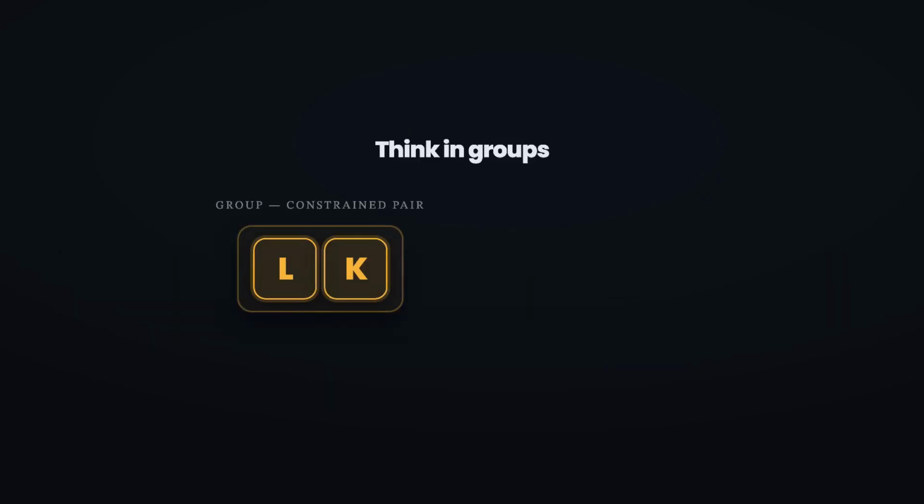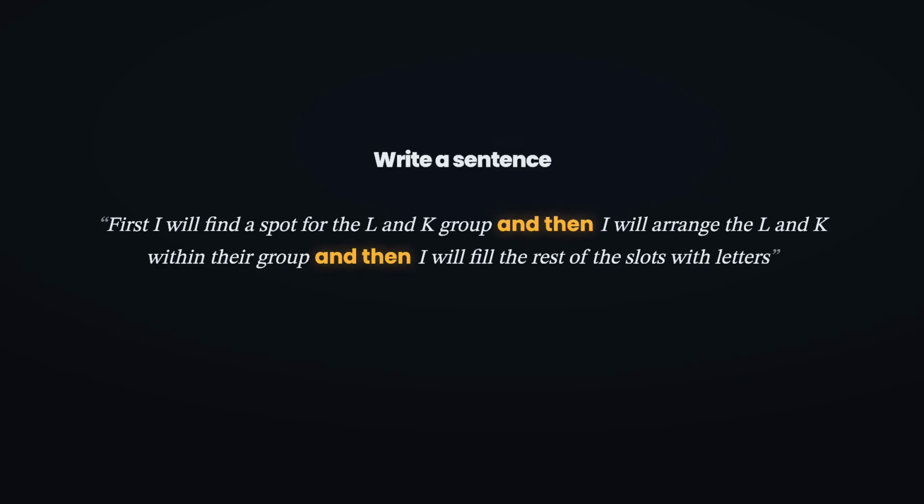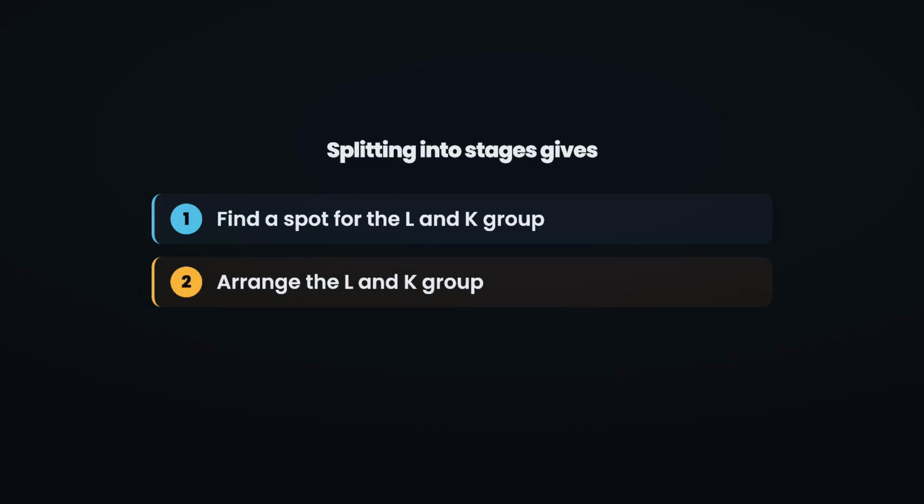So it makes the most sense to treat the L and K together as their own group. The other letters don't really have any relationship to each other, so they'll each just sit in their own group of 1. Now it still feels a bit confusing, so I'll write a sentence for how I'd craft a 5-letter word. First, I will find a spot for the L and K group, and then I will arrange the L and K within their group, and then I will fill the rest of the slots with letters. Splitting into stages gives 1. Find a spot for the L and K group, 2. Arrange the L and K group, and 3. Fill the rest of the spots.